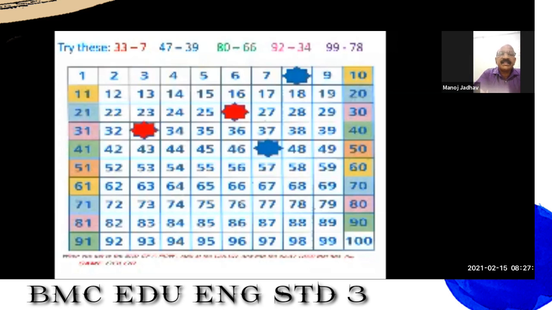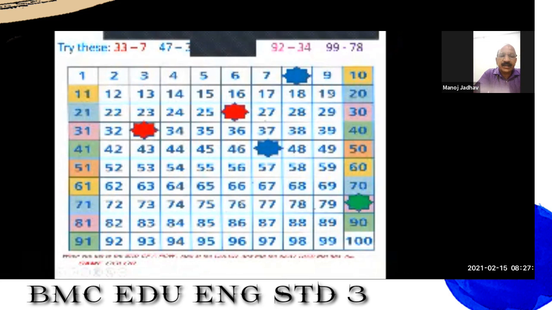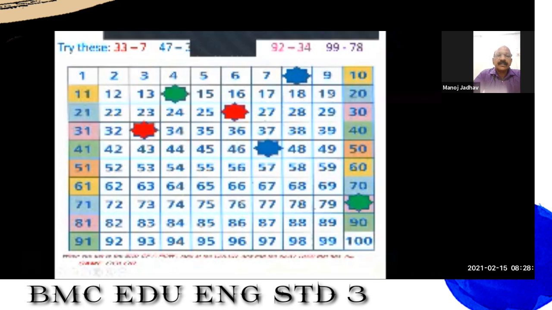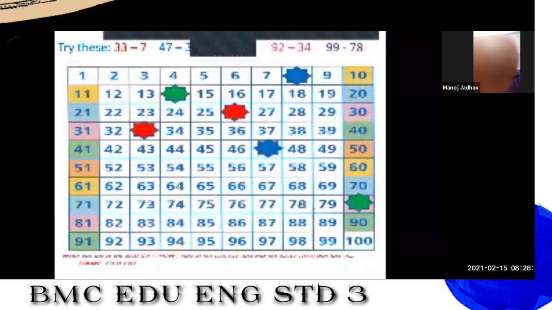Now try to solve the remaining ones: 80 minus 66, 92 minus 34, and 99 minus 78. Janki, start solving. Good. Now see, the third problem, 80 minus 12. And our answer is 12.